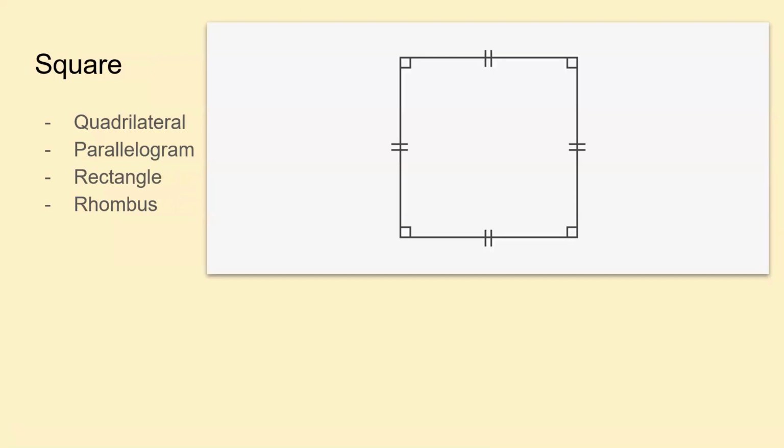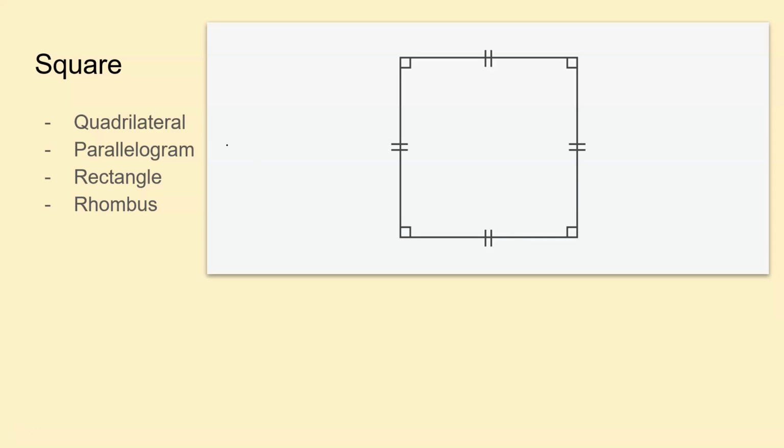And then we have the square. The square is a quadrilateral. It's also a parallelogram. It's also a rectangle and a rhombus. So it combines all of those properties together. It's a parallelogram. It has opposite sides parallel. It's a rectangle because it is a parallelogram, but also has four right angles like the rectangle does. And it's a rhombus because it's a parallelogram that also has all four sides congruent. So it meets all of those qualifications.